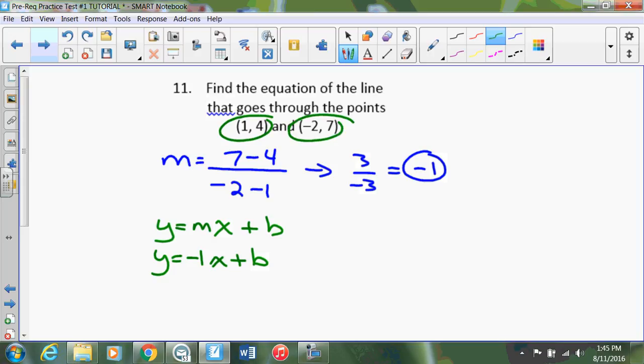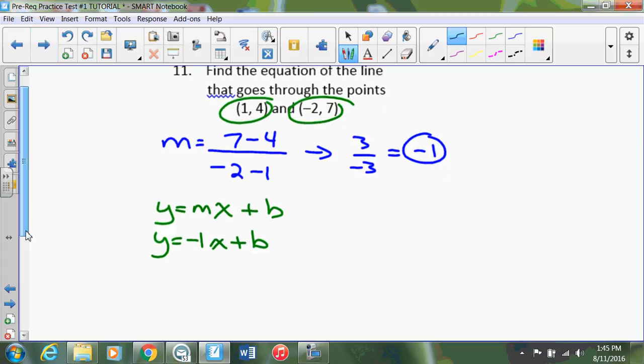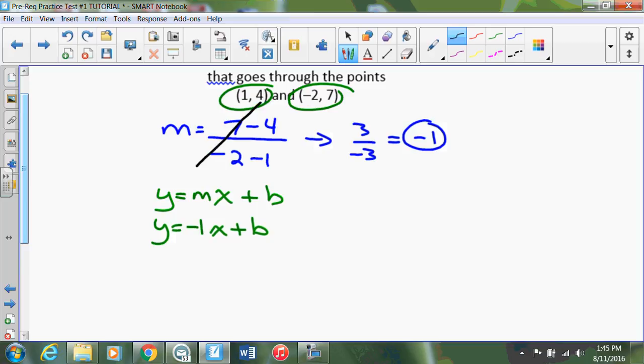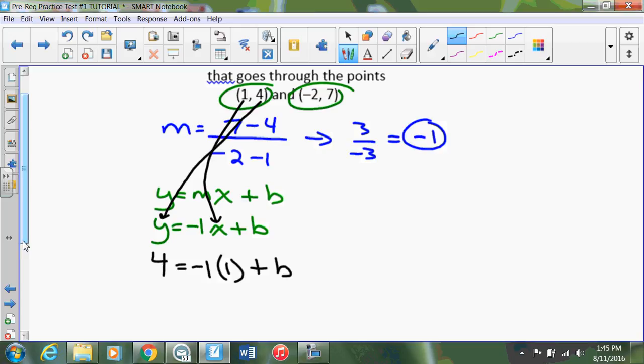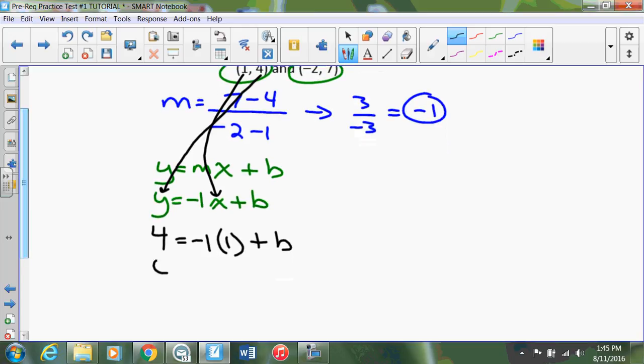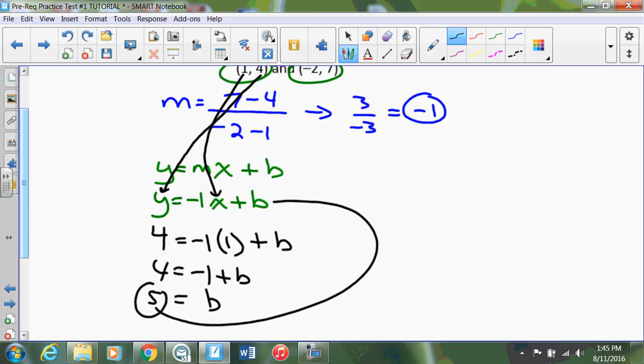I'm going to pick the easier one, (1, 4), which means that when I see y, I'm going to plug in the y value. So I'm going to plug in 4. When I see x, I'm going to plug in the x value. And then b will be the remaining variable that I have there that I can solve for. So I'll have what? 4 equals negative 1 plus b. I'll add 1 to both sides. So b is equal to 5, and I'm going to come back and place that right there.